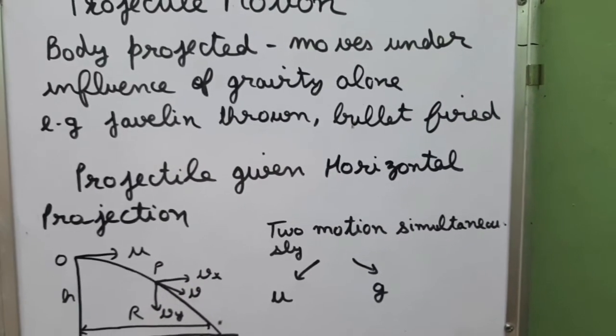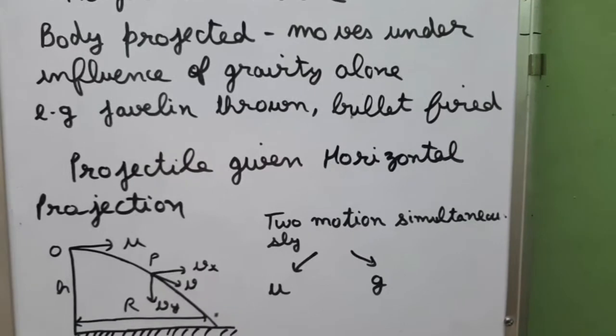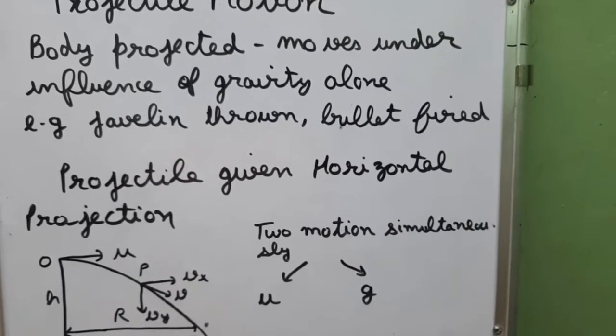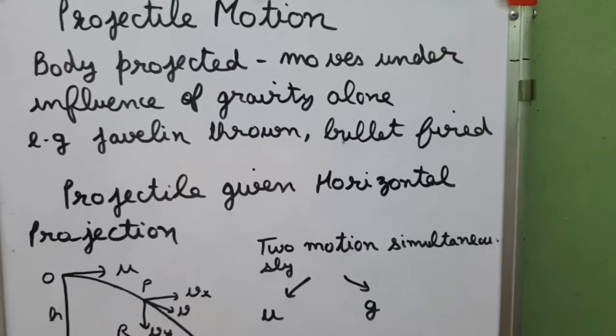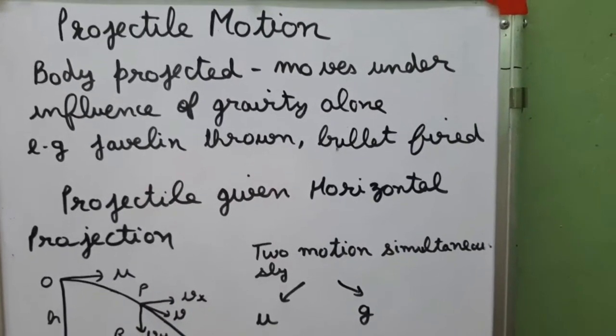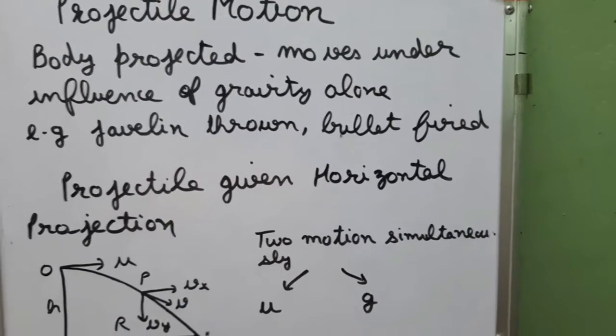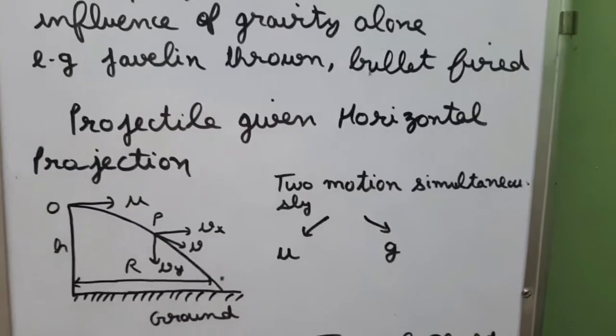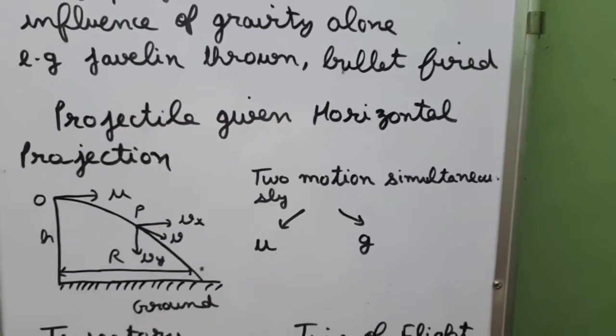It does not need any engine or any external agent to drive the body. Such type of motion is known as projectile motion. The examples of projectile motion are javelin throw or bullet fired.